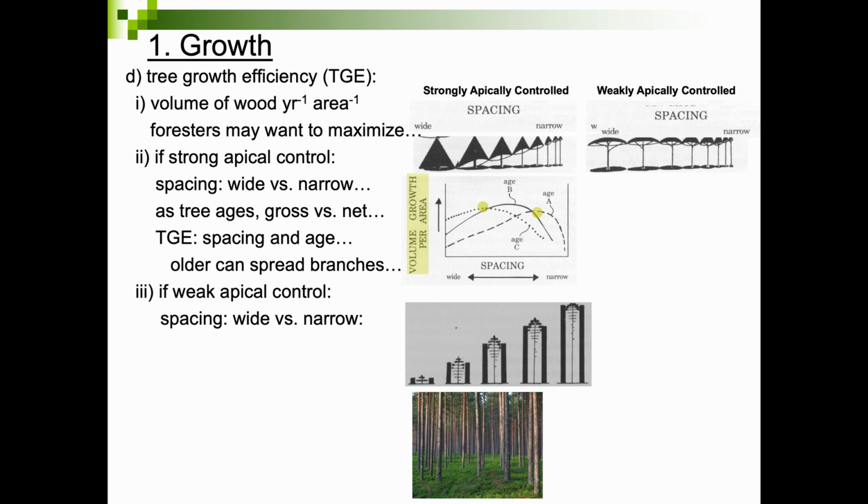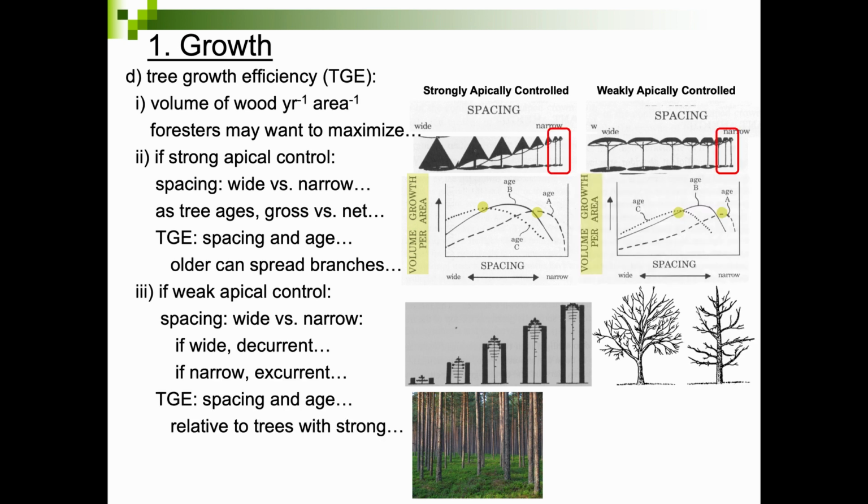Again, this is opposite to strongly apically controlled trees, because when strongly apically controlled trees are widely spaced, you get the highest efficiency, right? So again, stark differences in the type of species growing in these stands. I feel like we have the basics down with these growth patterns in relation to tree growth efficiency, but we need to take this to the next step and understand how age is also interacting with tree growth efficiency.